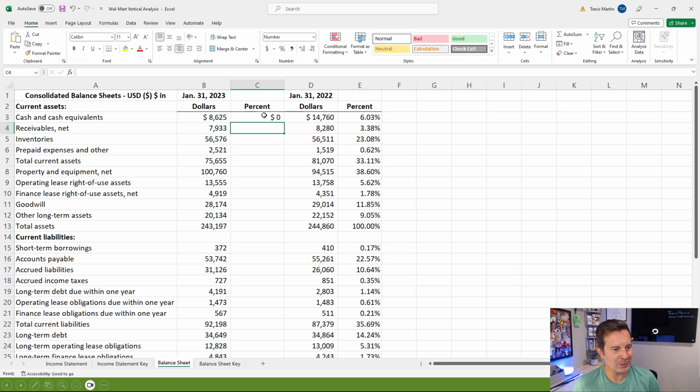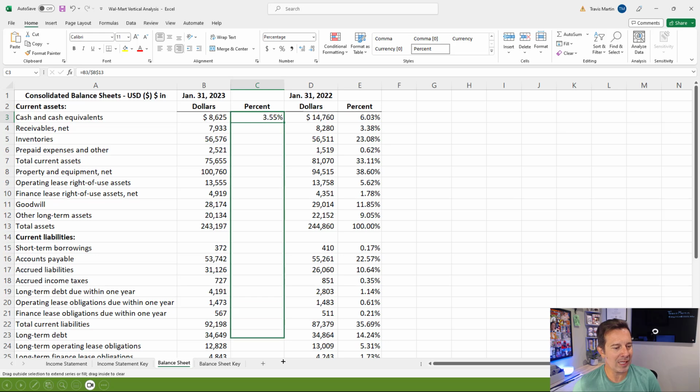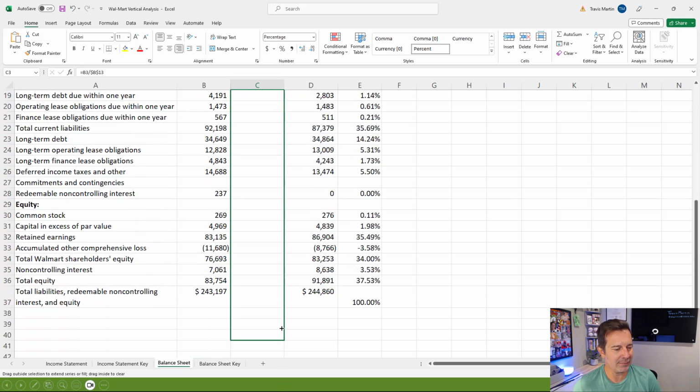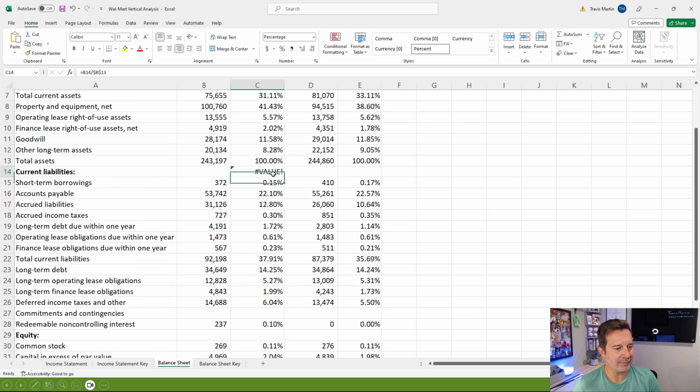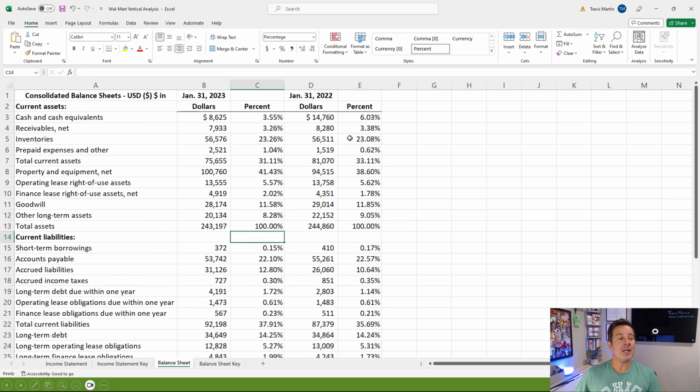F4, make that an absolute reference. We're dividing every line by total assets. We'll carry it on down. Delete all the junk we don't need. And there we go. And so we can kind of look.